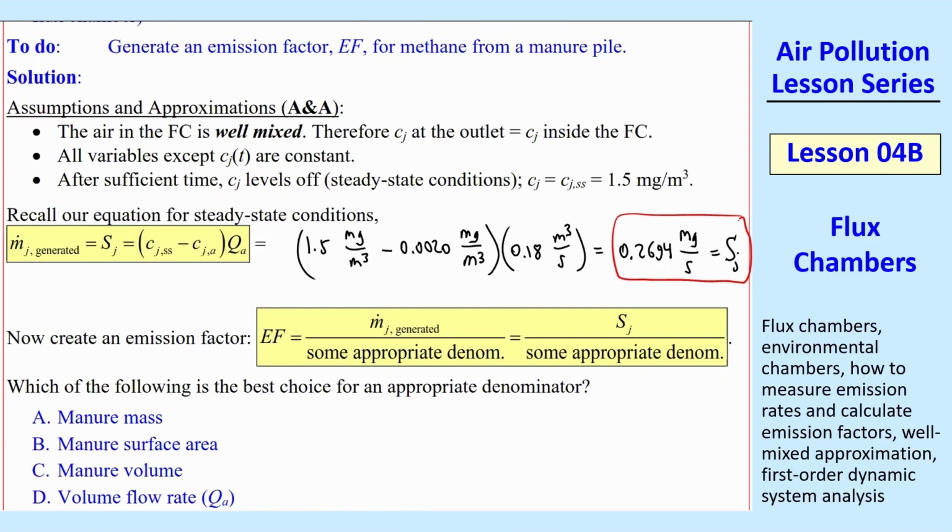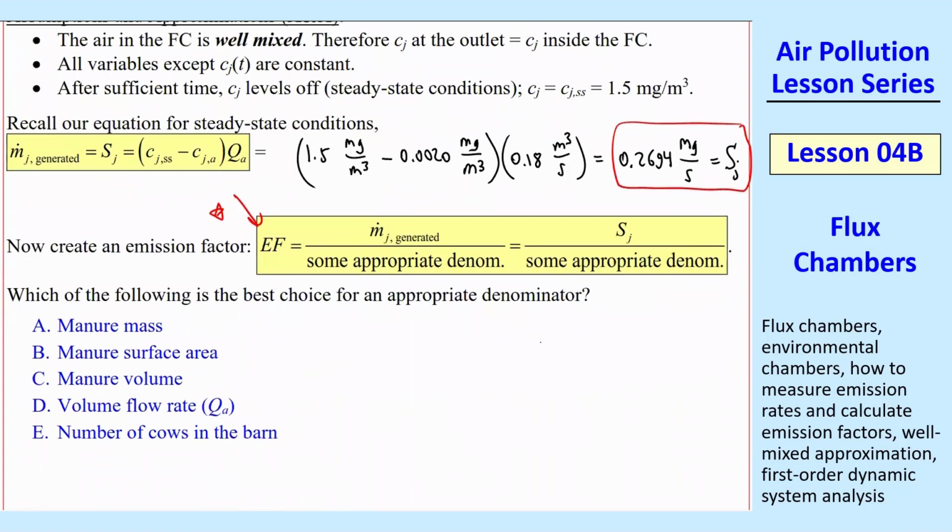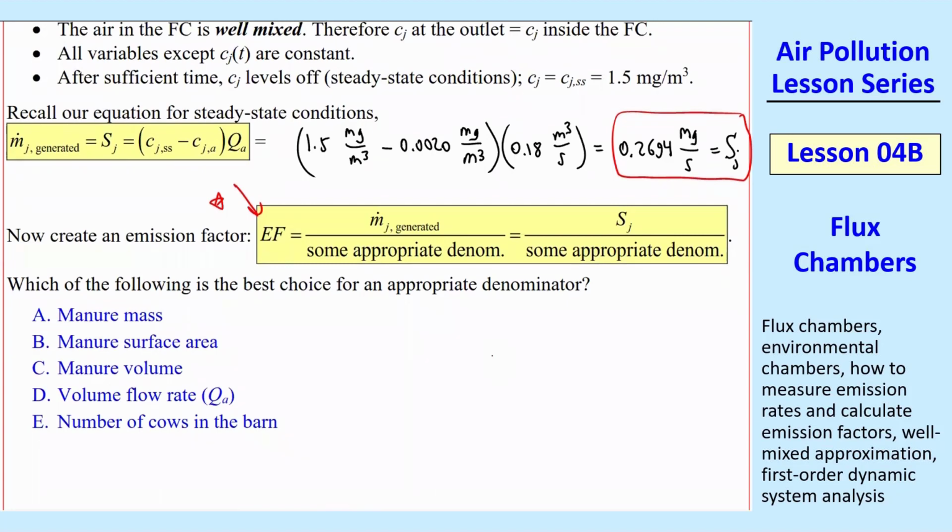But this is an intermediate answer because what I really want is the emission factor, EF. And so I'm going to keep 4 digits there, even though that's not my final answer. It's not that accurate, but I don't want to lose round off. So I need to calculate an EF as the M dot generated, or the SJ, divided by, again, some appropriate denominator. When I have in-person classes, I usually ask this as a poll question and have students give their responses. So you can think about this on your own here, since this is recorded. But which of the following is the best choice for an appropriate denominator?